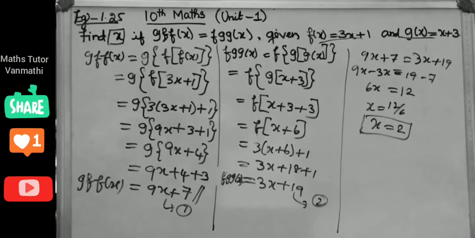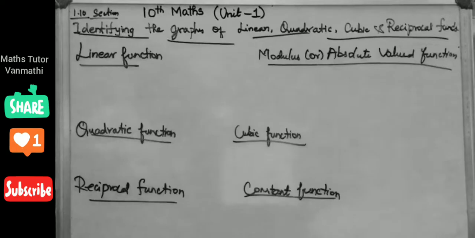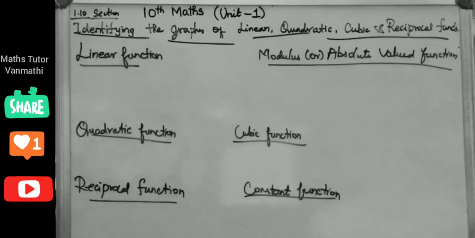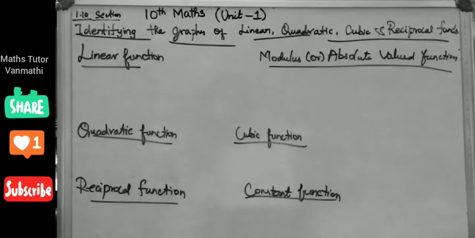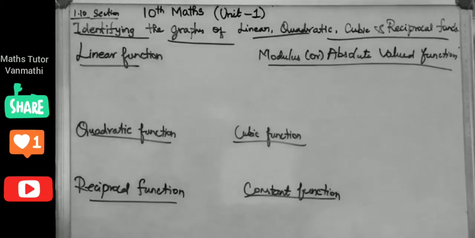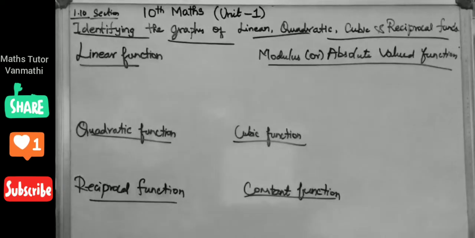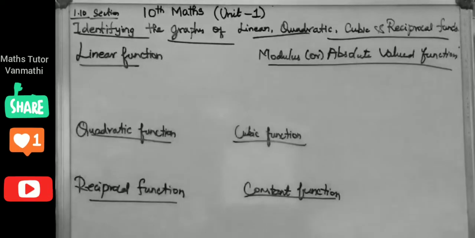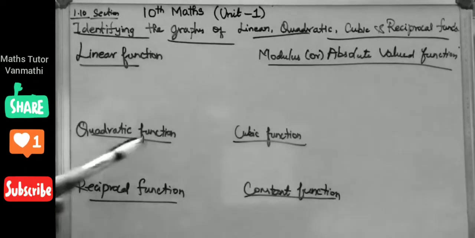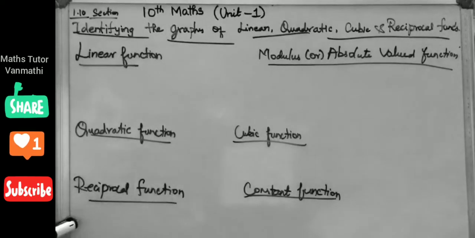Okay, this is your last example in this unit. Next we are going to see section 1.10, identifying the graphs of linear, quadratic, cubic and reciprocal functions. Under this section we are going to see just the definitions and how the functions are represented. First one is linear, second is modulus or absolute valued function, third is quadratic, fourth is cubic, fifth is reciprocal, sixth is constant function.